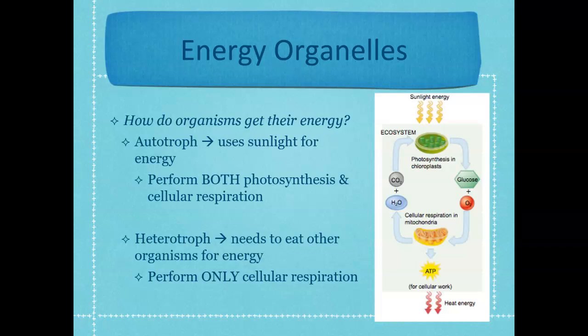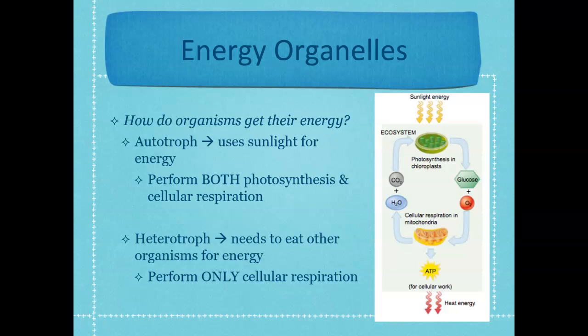And when we look at organisms, we can split them into two categories. We can talk about them being autotrophs: can they create their own energy? Or heterotrophs: do they need to consume or eat other organisms in order to get the energy that they need? And when we look at the two major chemical metabolic processes that happen in cells, we talk about photosynthesis and cellular respiration.